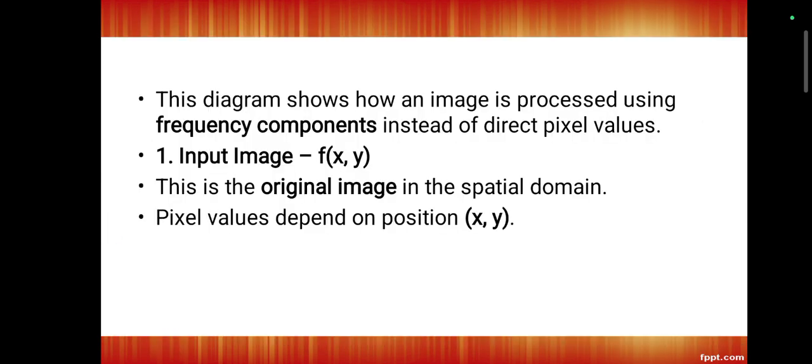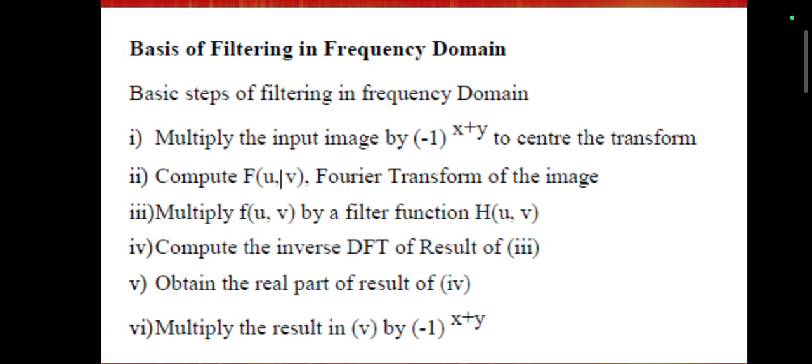The previous diagram shows an image is processed by using frequency components instead of direct pixel values. So input image f(x,y), the original image, is in the spatial domain. The pixel values depend on position x,y. The basis of filtering in frequency domain is, first, multiplying the input image by (-1)^(x+y) to center the transform. Then compute F(u,v), that is the Fourier transform of the image. Multiply F(u,v) by the filter function H(u,v). Compute the inverse DFT of the result. Then obtain the real part of the result and multiply by (-1)^(x+y).